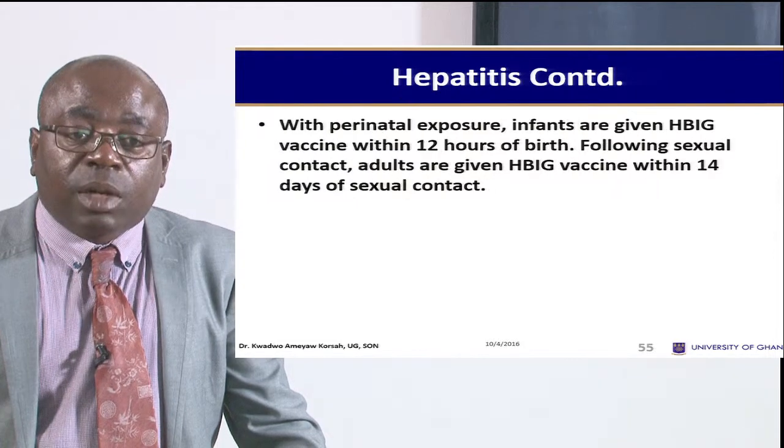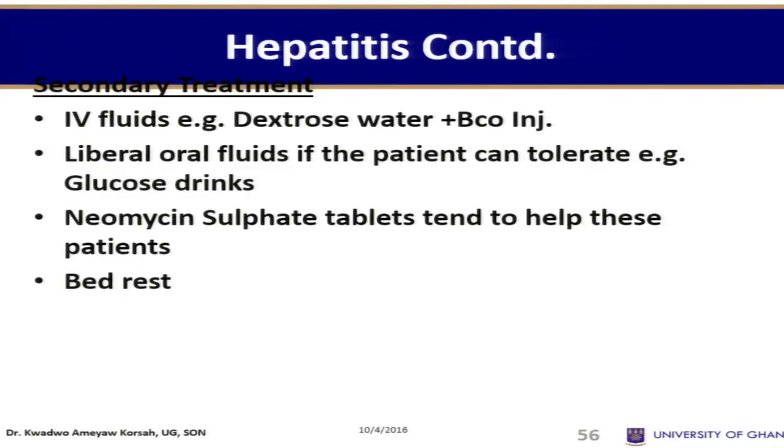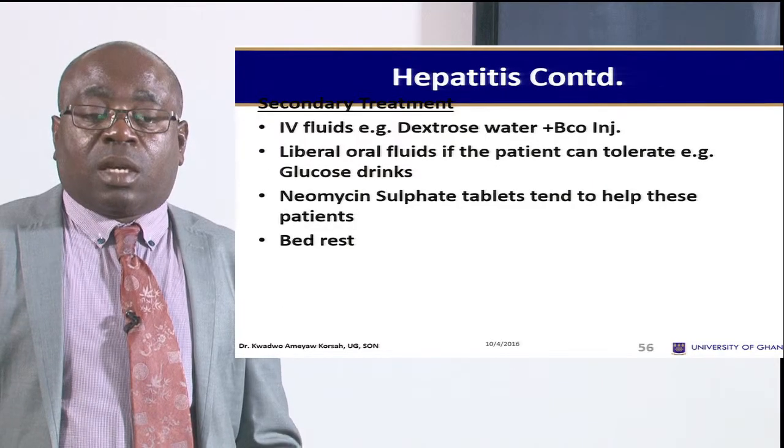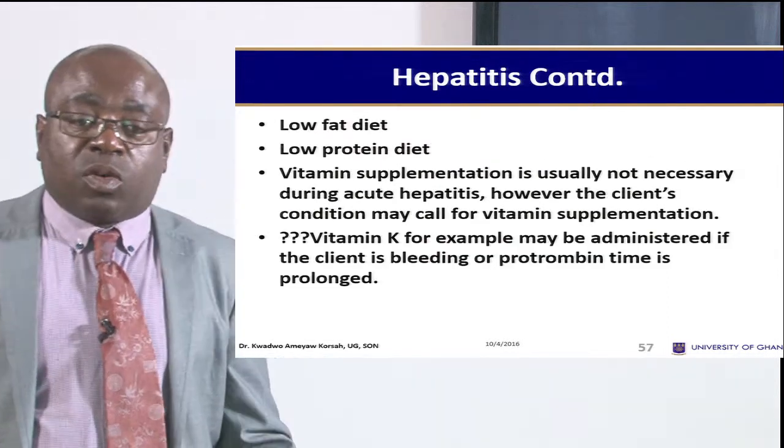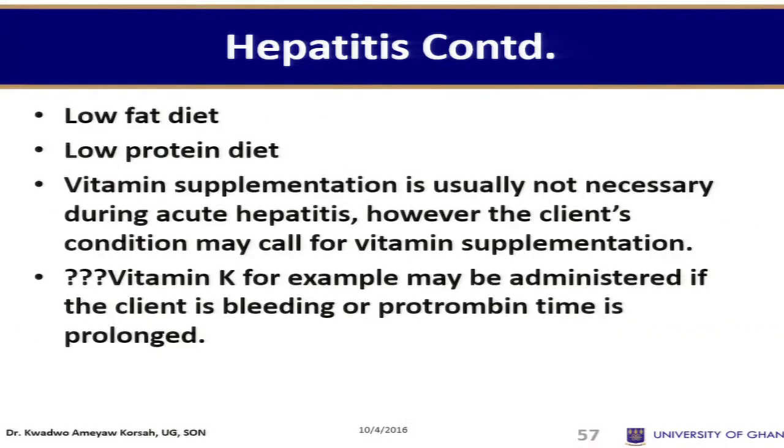So for the secondary treatment, we need to ensure that we give them a lot of IV fluids. In some cases, we can give them dextrose water to give them energy, and we can add a B-complex injection. We should also allow them to drink a lot, so liberal oral fluids. If the patient cannot take normal water, glucose drinks are good. Neomycin sulfate tablets tend to help these patients even when they are dying. Bed rest is very important, along with a low fat, low protein diet, because the liver is weak, and vitamin supplements may also help.